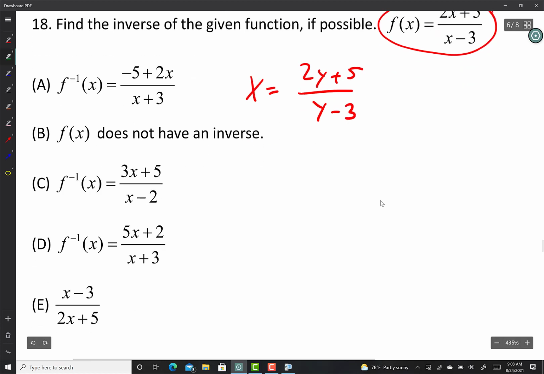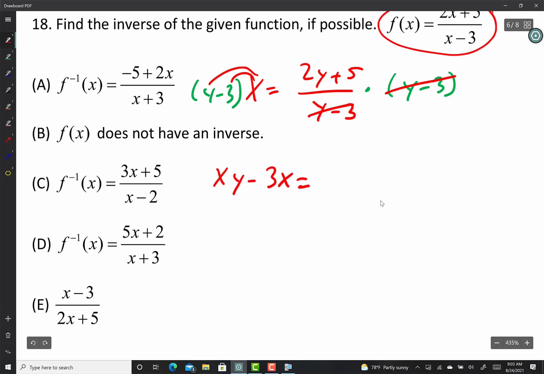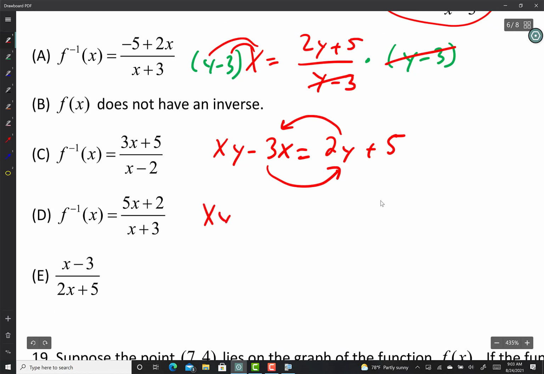I'm solving for y. So I've got to get rid of that denominator. So you multiply by y minus 3. Whatever you do to one side, you do to both. So I'm going to distribute now. So now I have xy minus 3x equals 2y plus 5. And now we want to get the y's on one side, guys. So we're going to have xy minus 2y equals 3x plus 5.